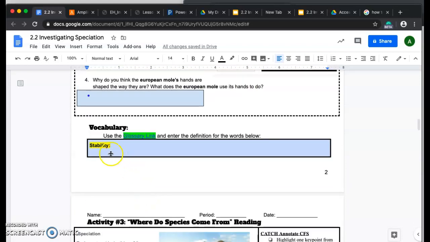For your vocabulary, you have one word to focus on, stability. So you're going to click on the link and define the word here.